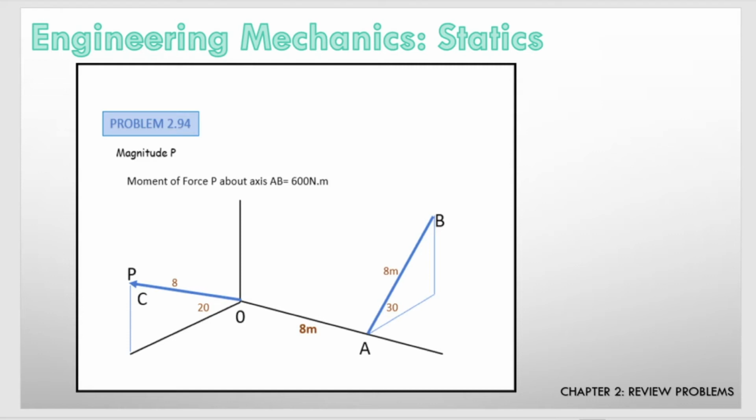For this video, we're going to solve problems on our Engineering Mechanics Statics textbook. So here, about Chapter 2 review problem. I'm going to solve problem 2.94, wherein we need to find our magnitude P with given moment of force P about axis AB equals 600 Newton meter. I'm going to show you the step-by-step process on how to solve this problem. So just keep on watching us and let's start.